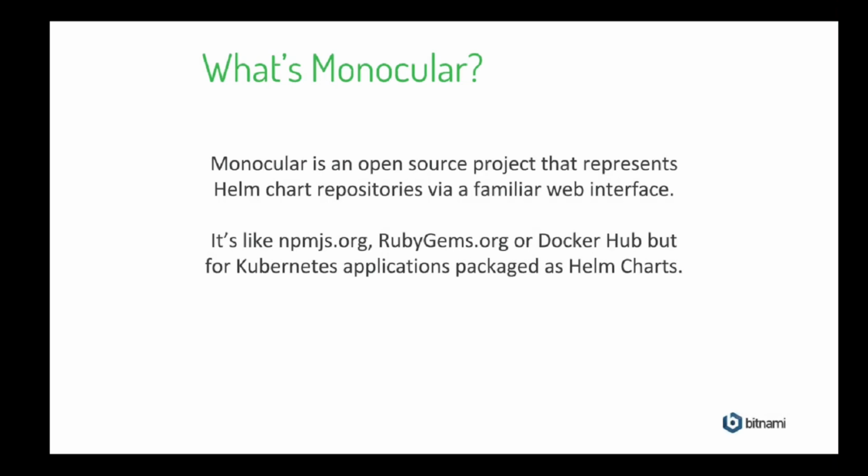So Monocular is an open source project that aims to create a web user interface on top of Helm Chart repositories. If you're a web developer, you might be familiar with websites like npm.js or RubyGems, or you use Docker like Docker Hub. So Monocular is in some ways like one of those sites, but for Kubernetes applications packaged as Helm Charts.